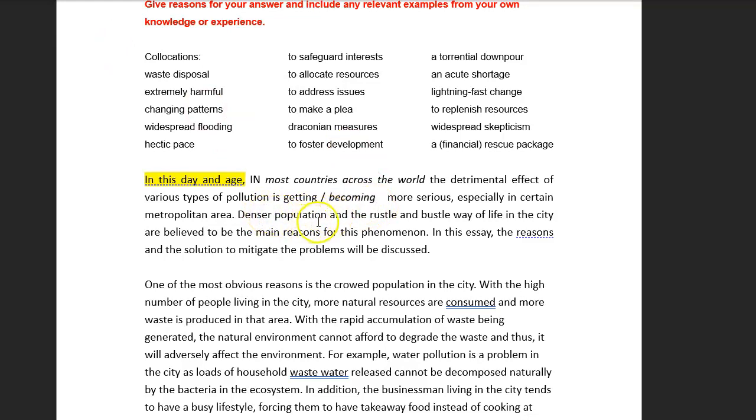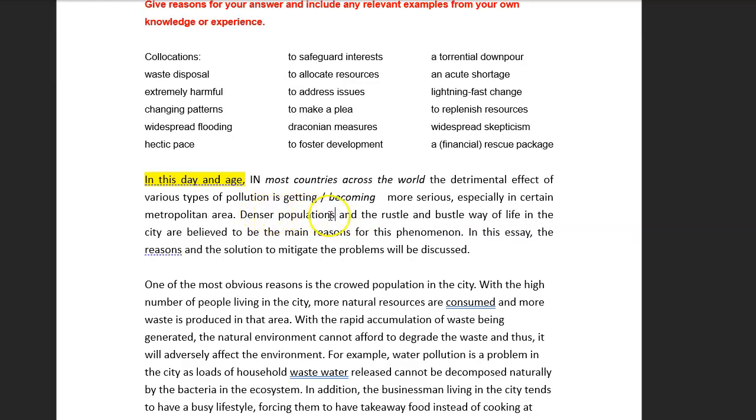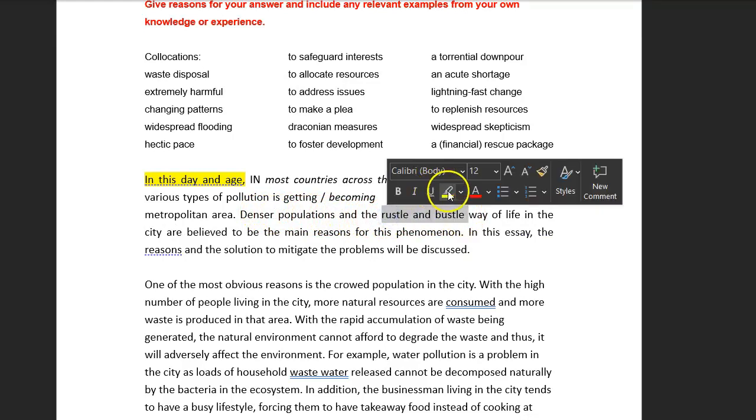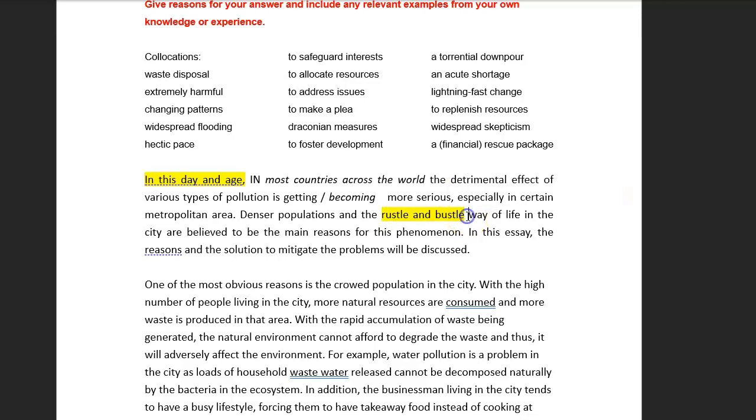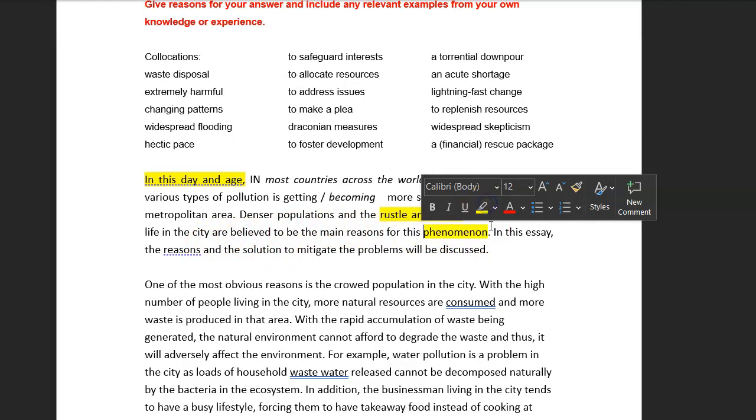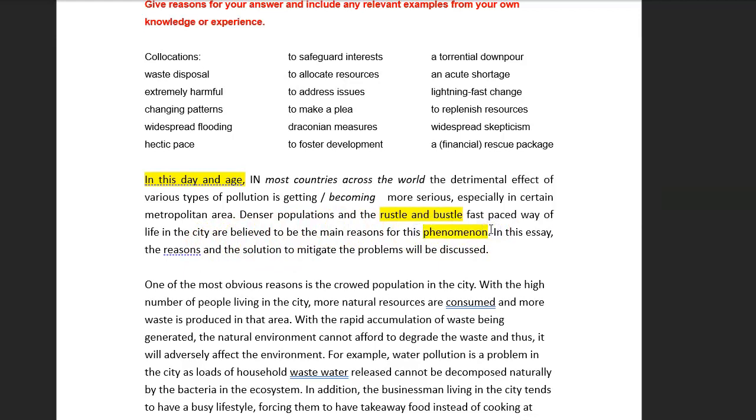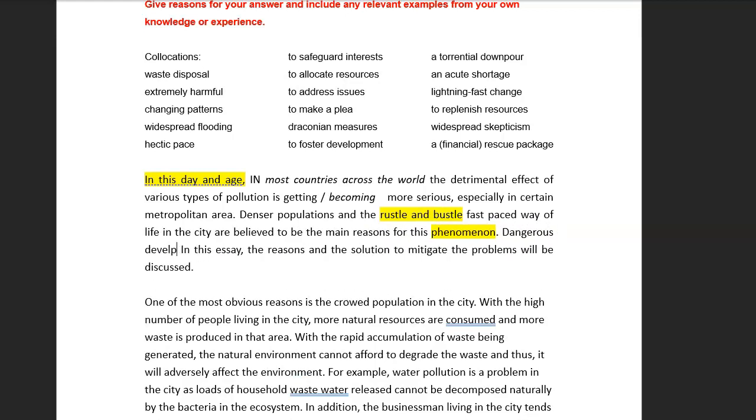I think you have to make it a comparative because you're comparing it to what it was before. So denser populations. And now this is too informal. We say normally it's actually hustle and bustle. Okay, it's a nice phrase, but not for here. And the fast-paced way of life in the city are believed to be the main reasons for this phenomenon. Phenomenon, bit dramatic, I would say, for this development, for this dangerous development.